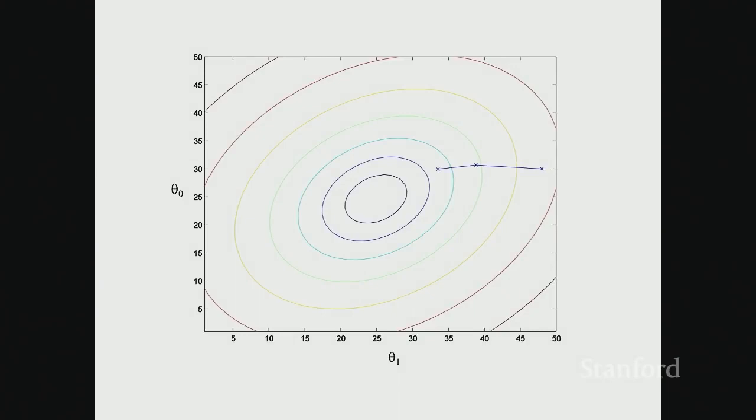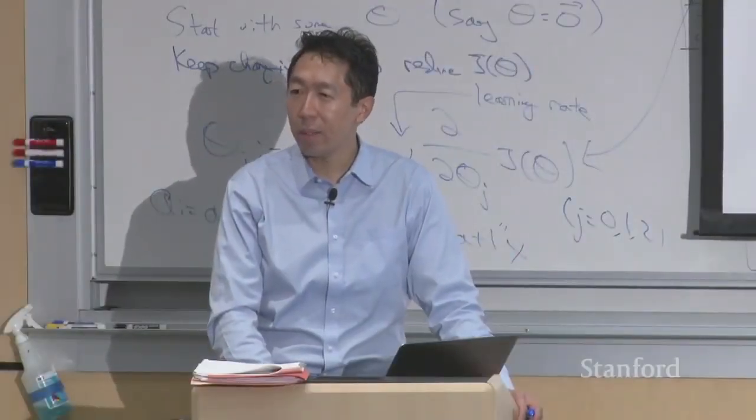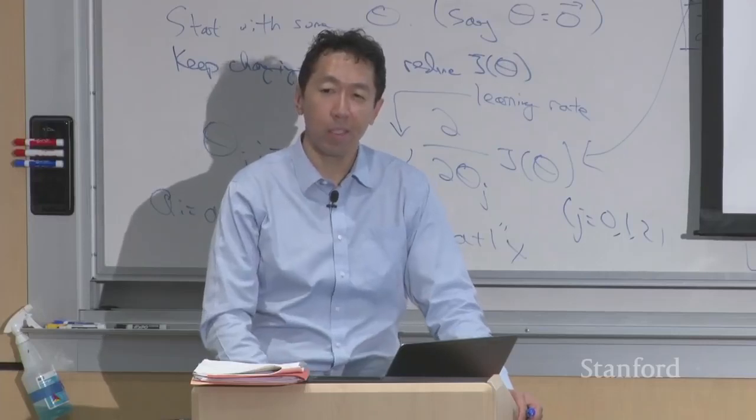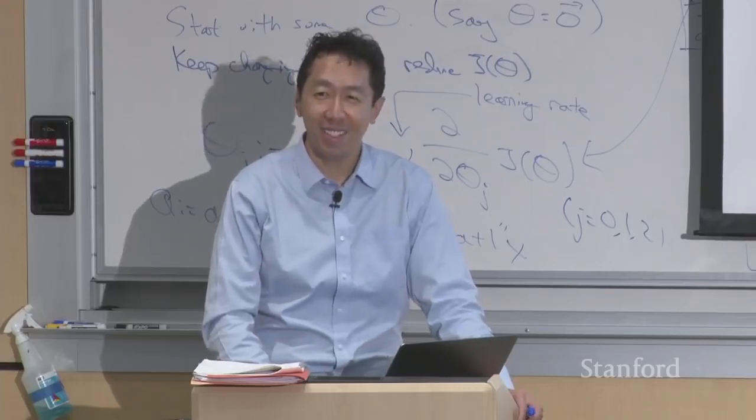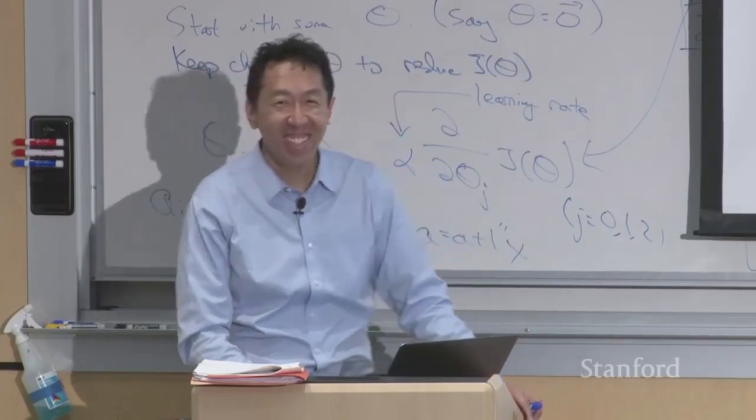Oh, and by the way, fun fact, if you think about the contours of the function, it turns out that the direction of steepest descent is always at 90 degrees, always orthogonal to the contour direction, right? I seem to remember that from high school or something. I think it's true. All right.